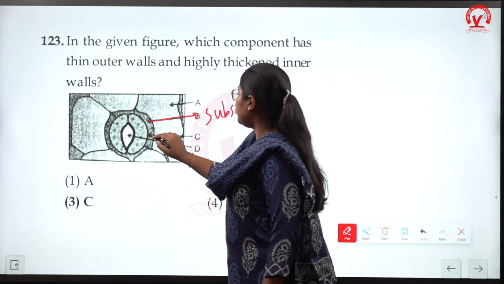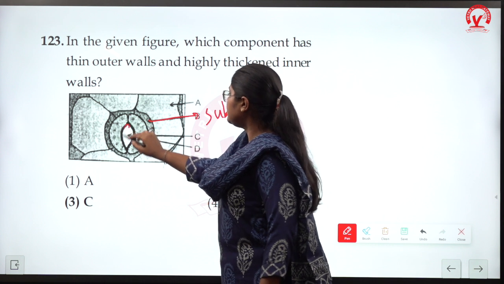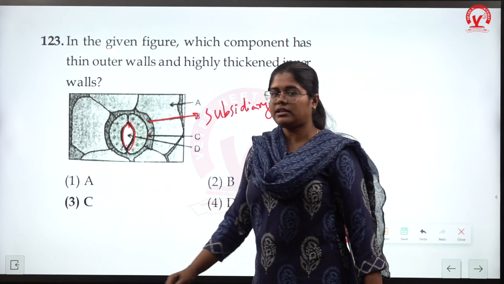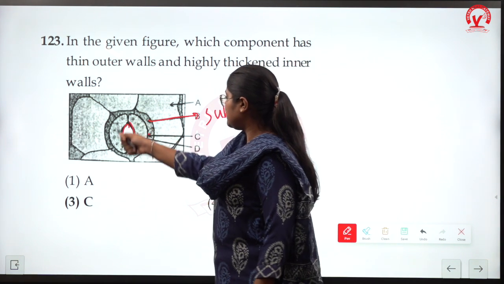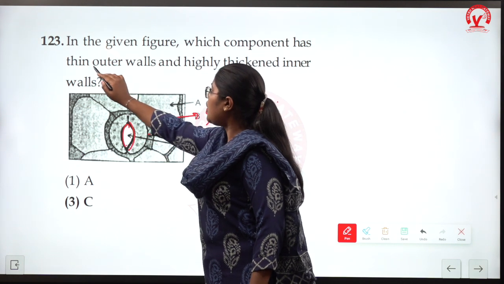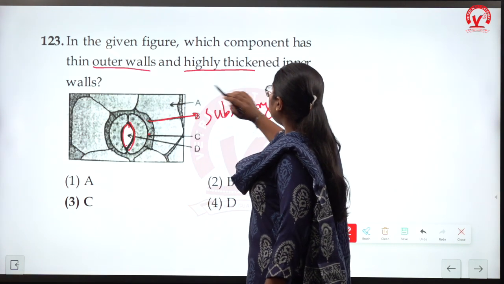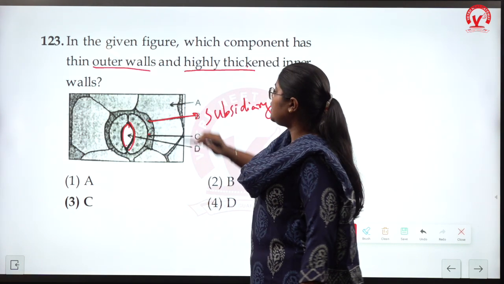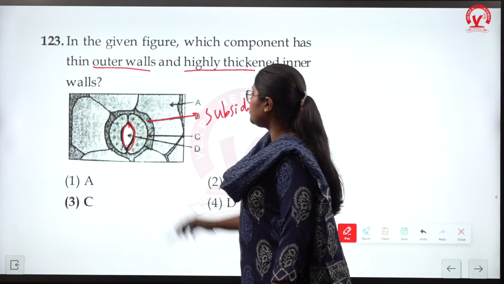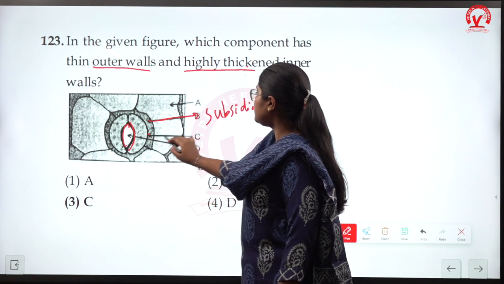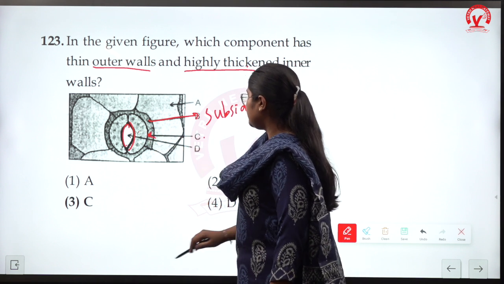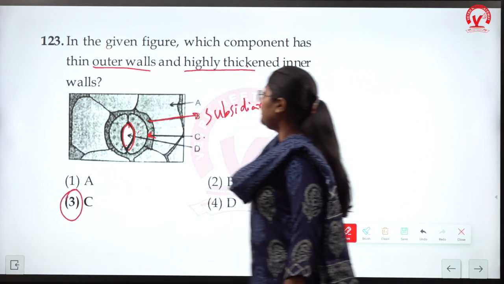Subsidiary cells. Next, here there are guard cells. This opening is called the stomatal pore. So in these cells, which has a thin outer wall and highly thickened inner walls, they have asked. So it is guard cells. Guard cells is marked as C. So option 3 is correct.